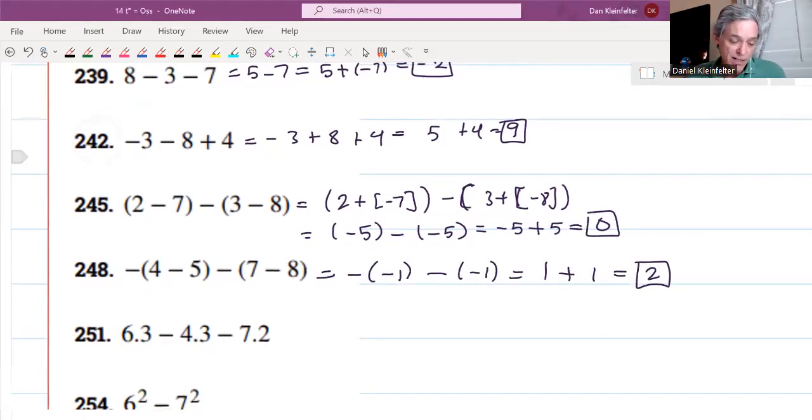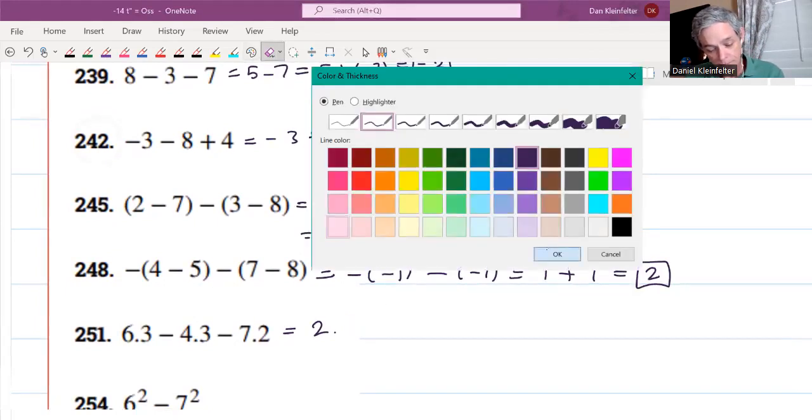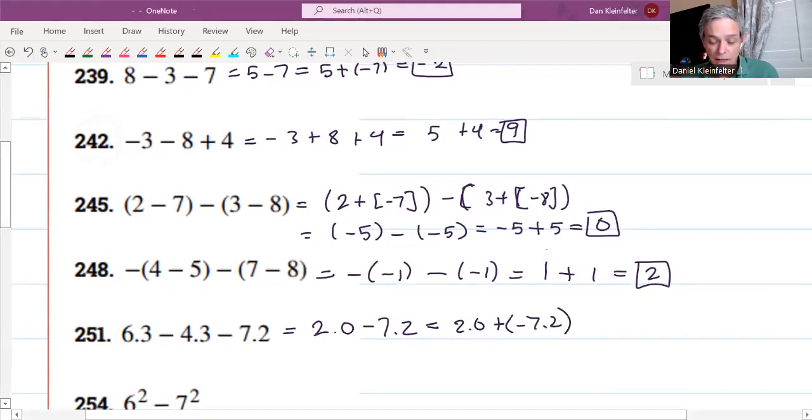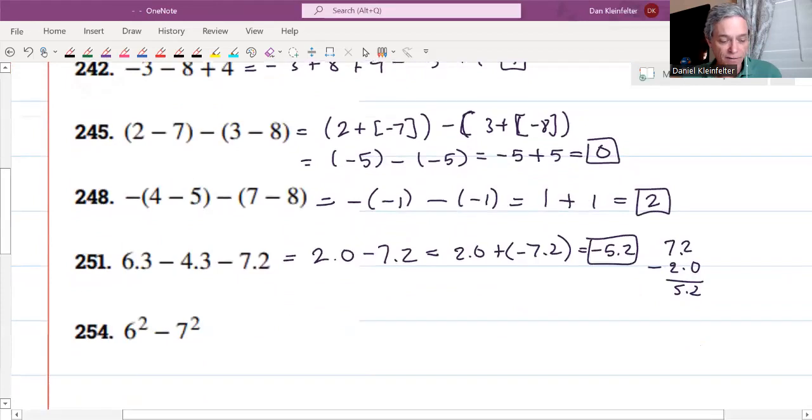Here we've got some decimals, that's okay. 6.3 minus 4.3 is 2.3. No, 2.0. 2.0 minus 7.2. Okay, just because it's a decimal, it's not going to change how we do things. So we'll replace that with 2.0 plus negative 7.2. To get that done, I'll have 7.2 minus 2.0, and that is 5.2. But then we'll have a negative sum because our addend with the bigger absolute value is the negative one.